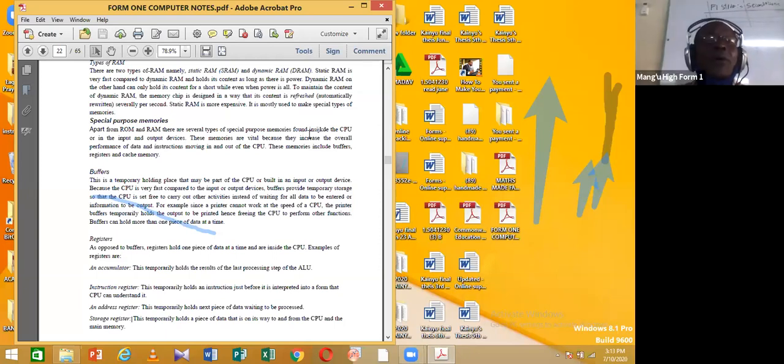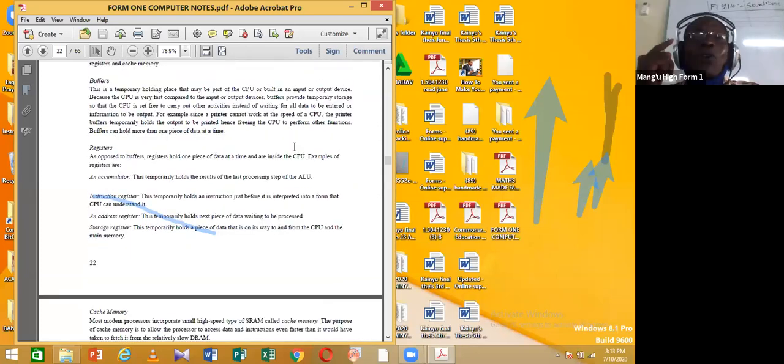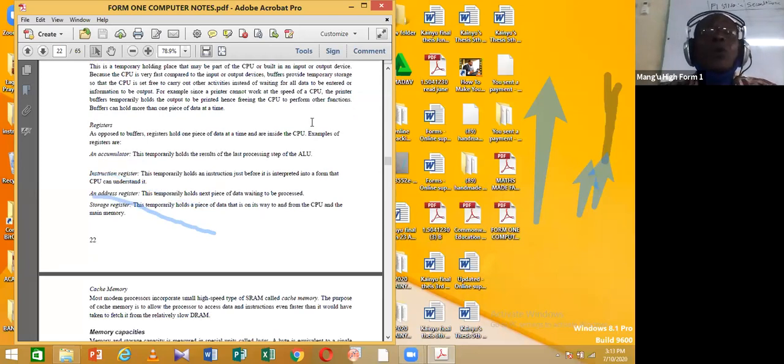Okay. When you come to registers, as opposed to buffer, they only hold one piece of data at a time, unlike the buffer, which can hold a mass of data. That's a big difference, which you must have in mind. So it only holds one piece of data at a time, and it's normally inside the CPU. Examples of such registers, we have them here. We have an accumulator.